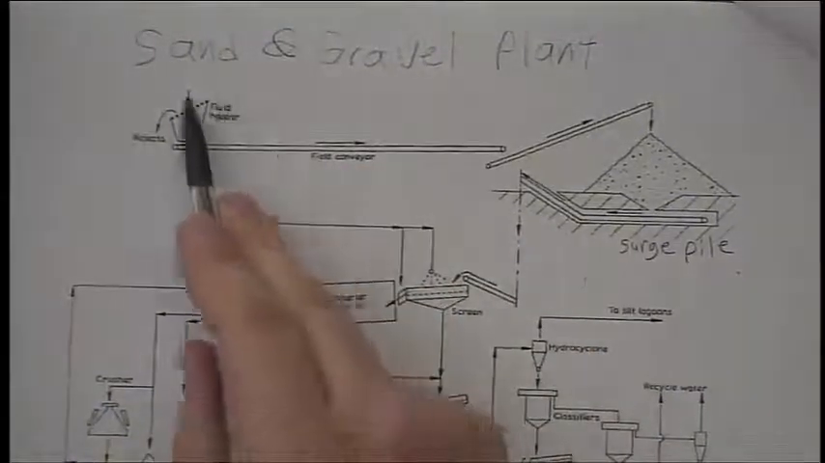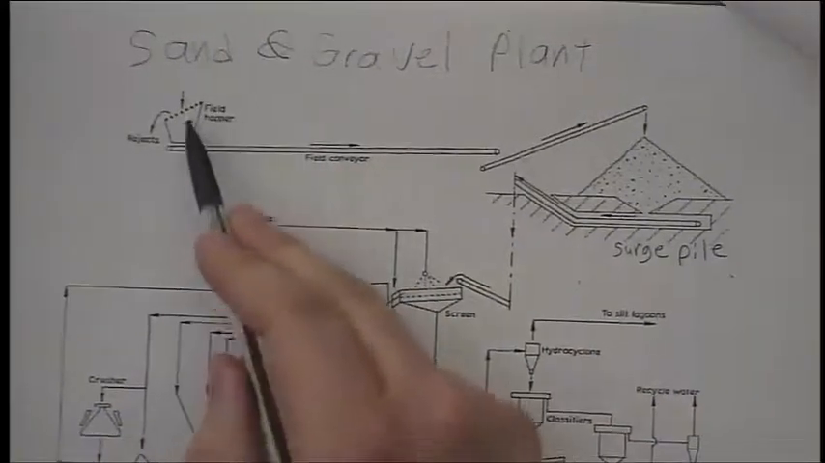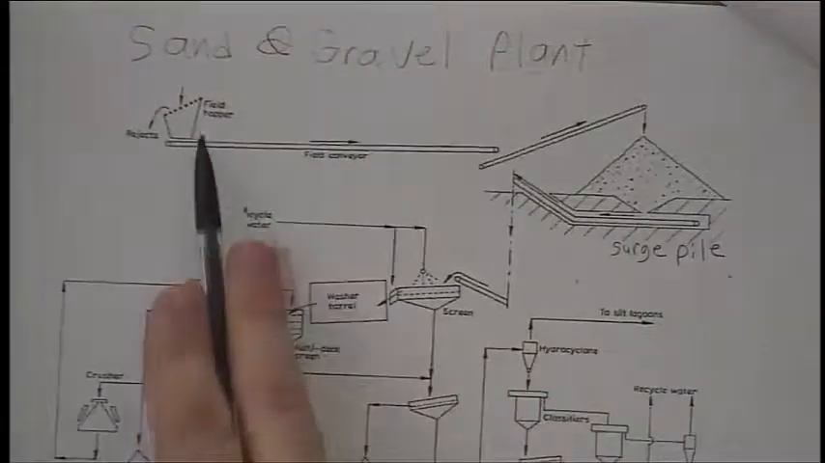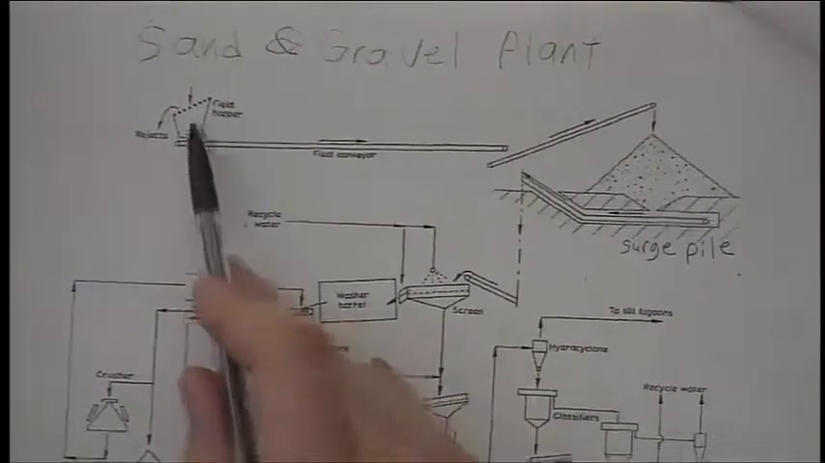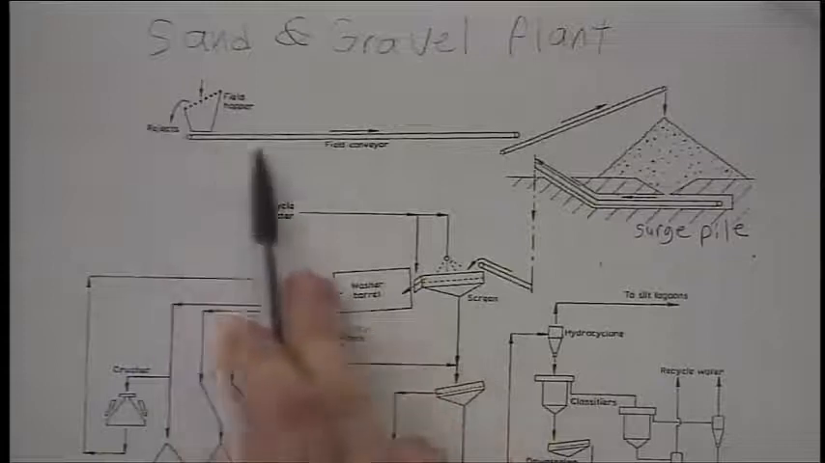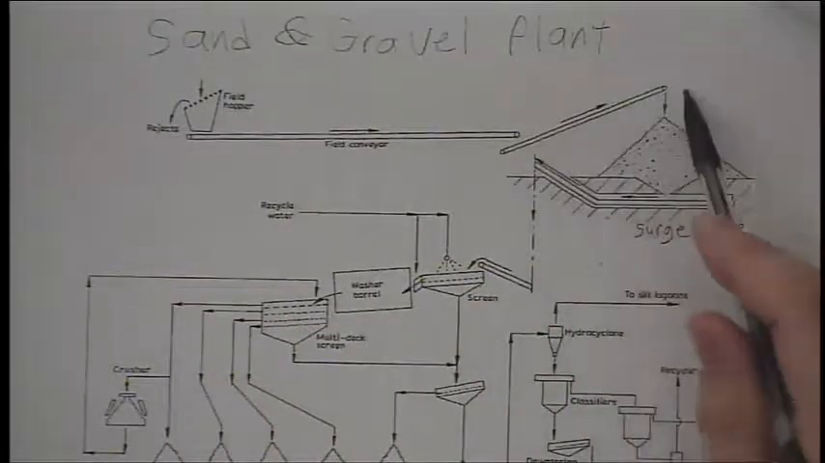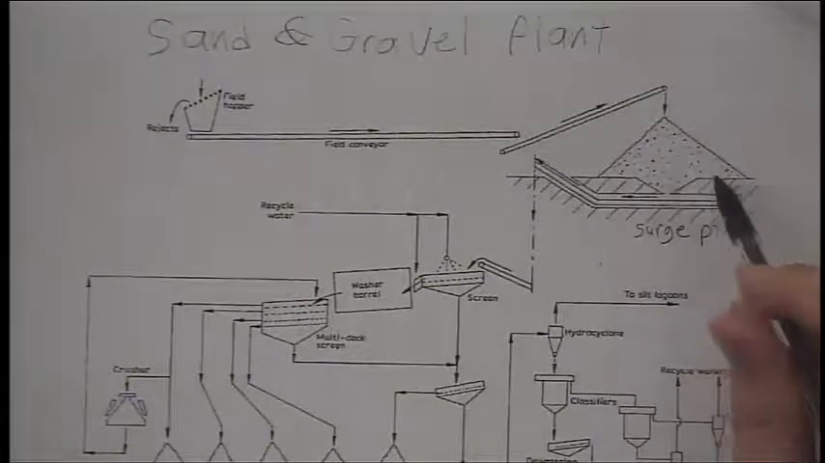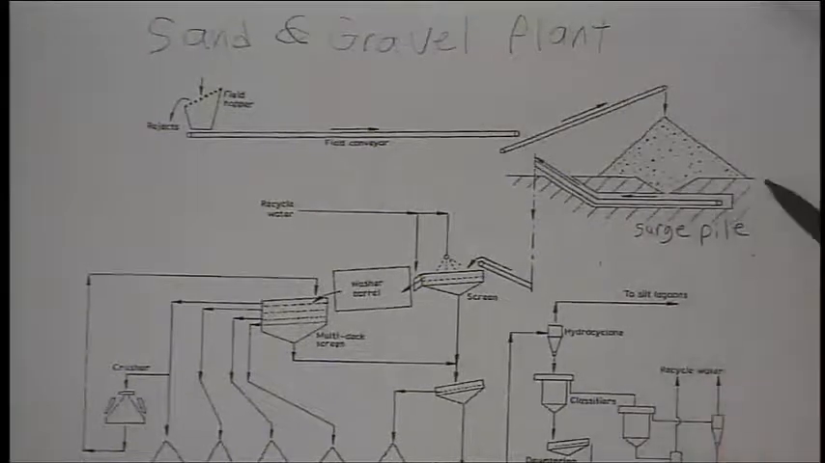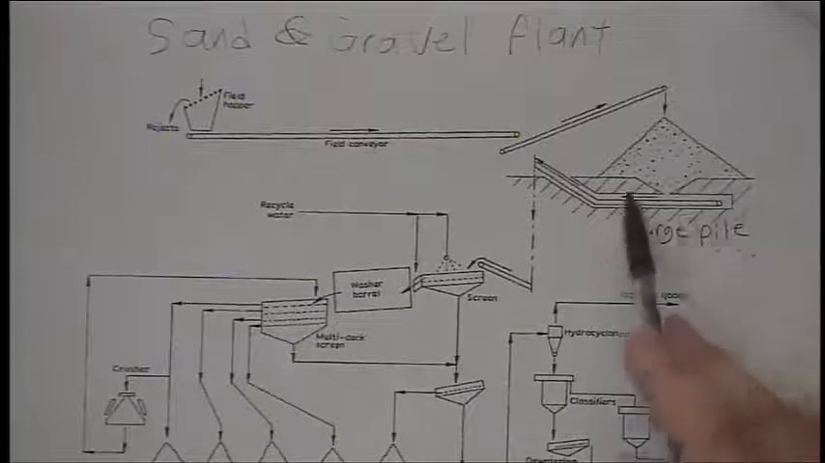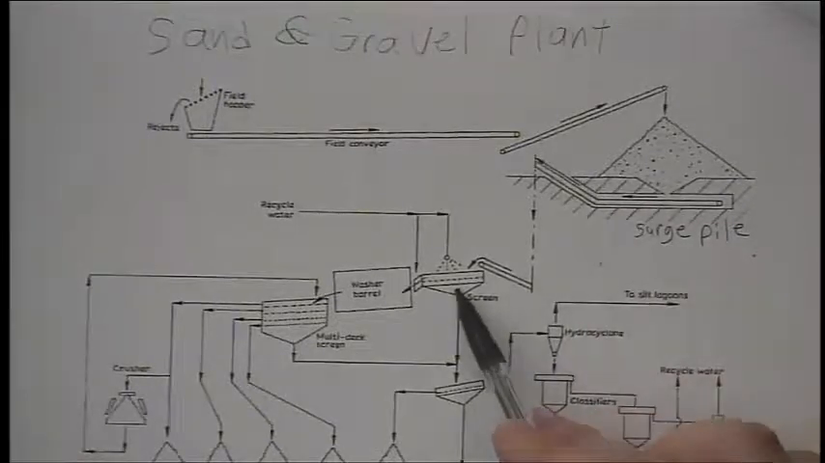this is kind of like the grizzly with the crusher. You have your field hopper. So obviously sizes that are too big get rejected, and it goes through a conveyor belt. Then it goes over here, to the surge pile, and then they actually take it and screen it.